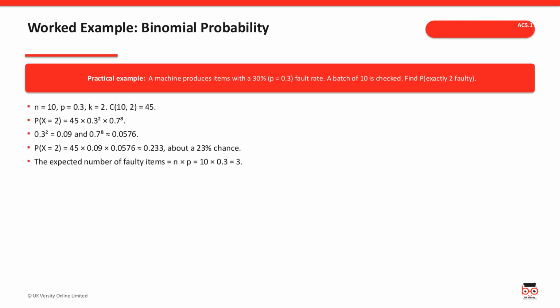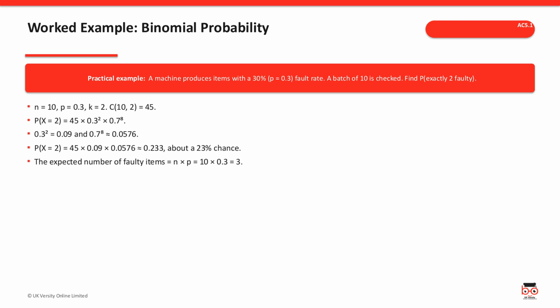Let's use it. A machine produces items with a 30% fault rate, so p is 0.3, and we check a batch of 10, looking for the probability of exactly 2 faulty. So n is 10, p is 0.3, and k is 2. The number of ways to choose which 2 of the 10 are faulty, 10C2, is 45. So the probability is 45 times 0.3 squared times 0.7 to the power 8.